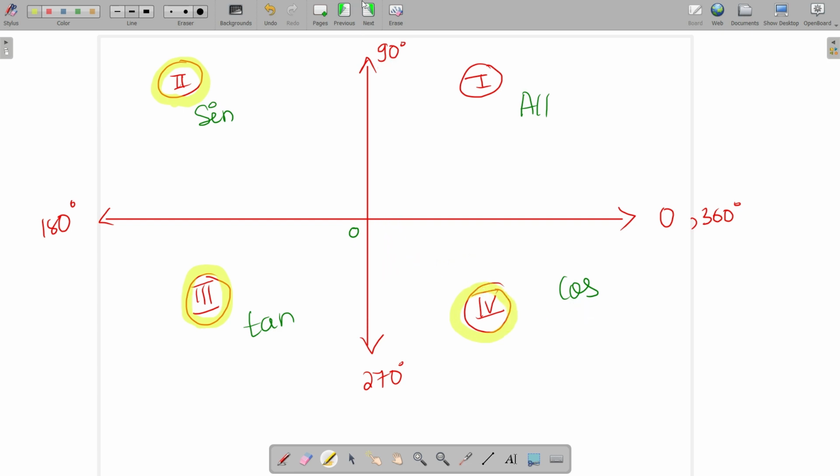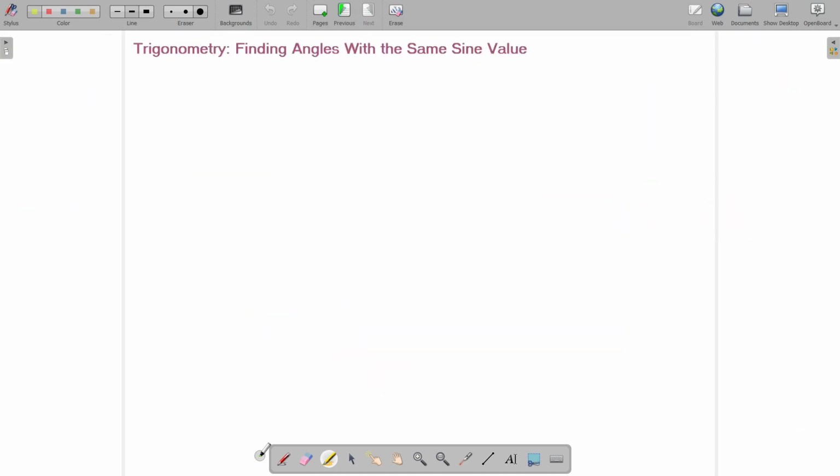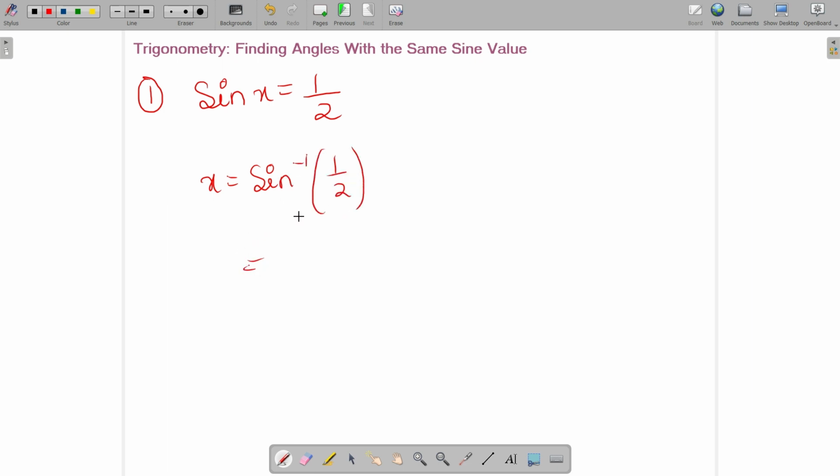Now, with this, let's see some questions that you will be getting in exam. So, the first question is you have sine x is equal to 1 by 2. You are asked to find out the value of x. The first step that you can do here is you send this sine to the other side, which becomes sine inverse of 1 by 2. Now, if you know the standard angles, we know that sine 30 degree is 1 by 2. So we got x is equal to 30 degree.